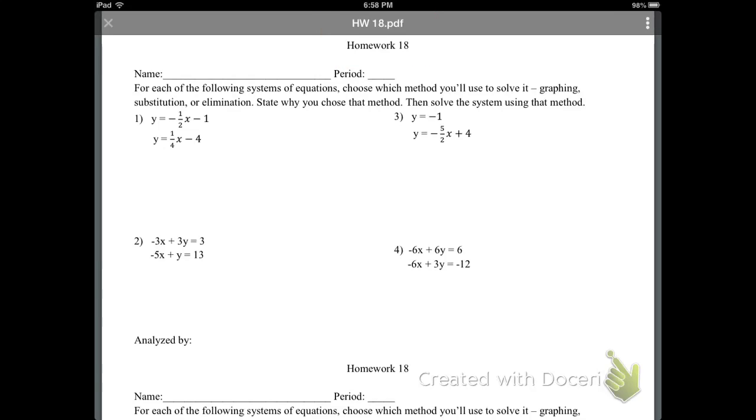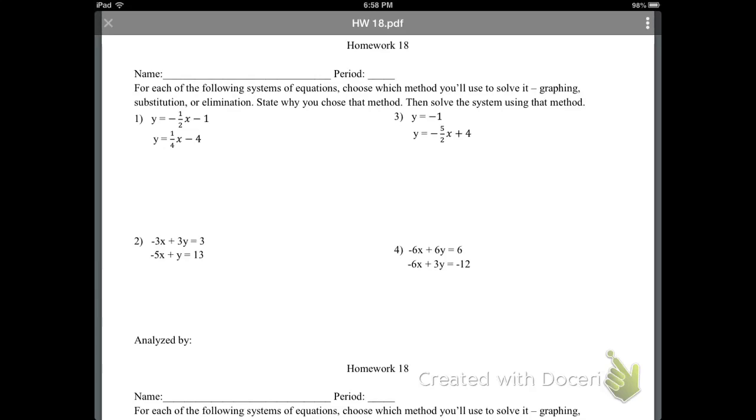Anyway, homework 18. It's a lot like 17, and it's going to be a lot like number 19. Let's move on. Okay, first one. On all of these, we're trying to decide on what method we're going to use, state why you choose the method, and then use that method to solve the system.